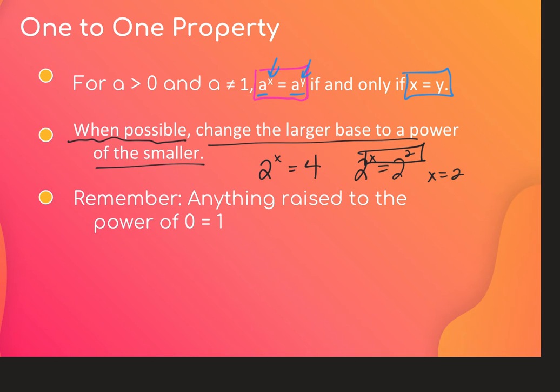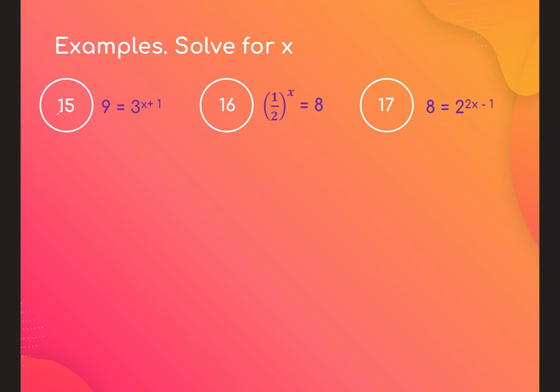That's never going to be that easy, but that's the concept, okay? The goal is to change them so they have the same base and then set the exponents equal to each other. We usually do it with the larger one, like if you have 3 and 9, obviously you're changing the 9, because changing 3 to be something to a power, you can, but it gets complicated. And again, remember anything raised to the power of 0 is 1, because you're going to see that sporadically throughout here. All right, so start with 15.